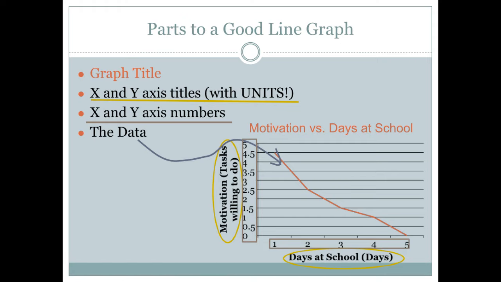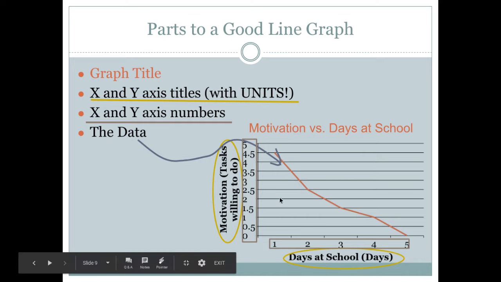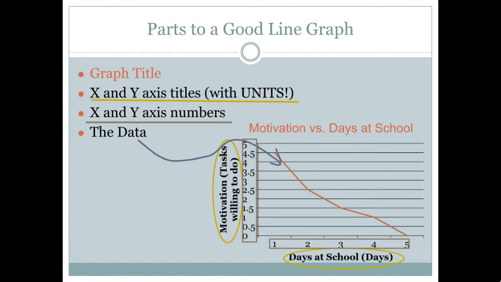Anytime you make a line graph, which are the graphs that we'll be dealing with the most in science class, there's a couple important parts that you really need. For sure, you need the graph title, which tells you what you're graphing. And the graph title usually, always has y versus x, or whatever the y-axis is dealing with, versus whatever the x-axis is dealing with. So in this case, this graph is talking about how much motivation students have compared to how many days at school they've been.